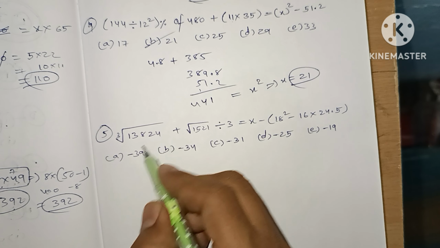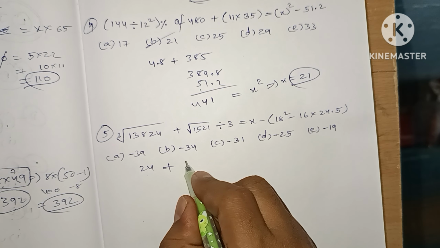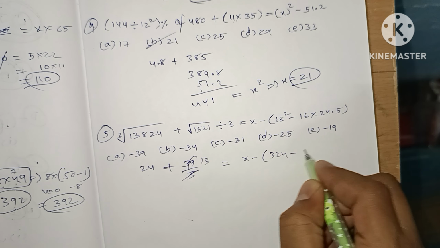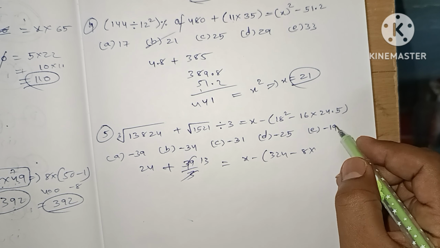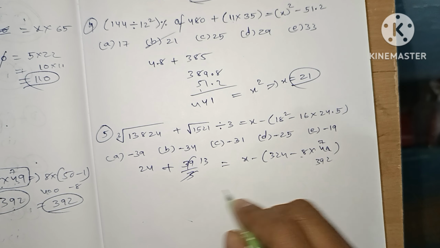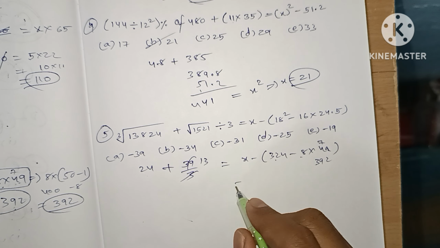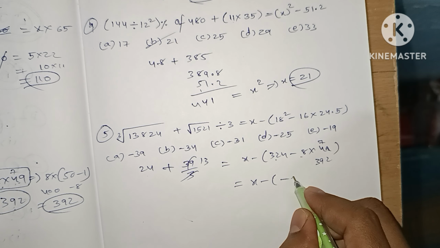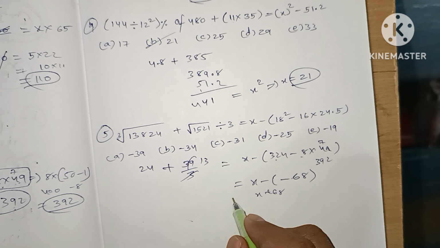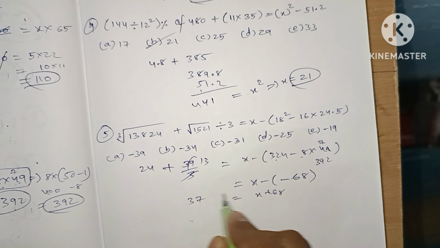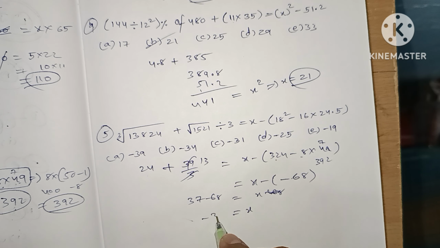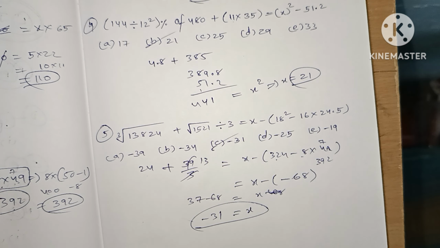Question number 5. This will be 24 plus this will be 39 divided by 3 means 13 equals to x minus 324 minus it will be 8 into 24 2 times is 48, 48 plus 1 49, 8 9 times is 72, 8 4 times 32, 392. 324 minus 392 means x minus of 68. Okay, this will be x plus 68 comes this side. This will be 37. This will be minus 68 comes this side. Therefore, answer x equals to minus 31. So our option C is our answer.